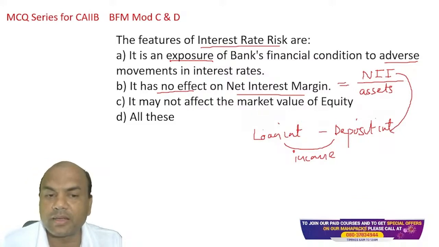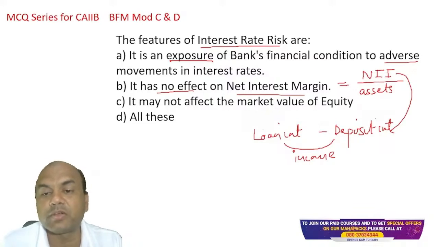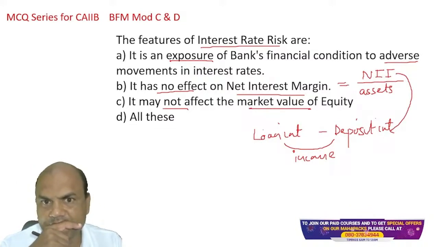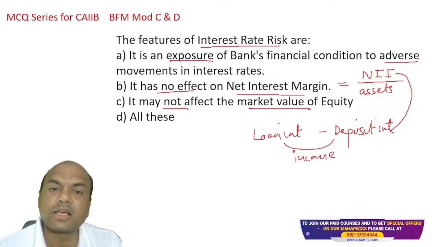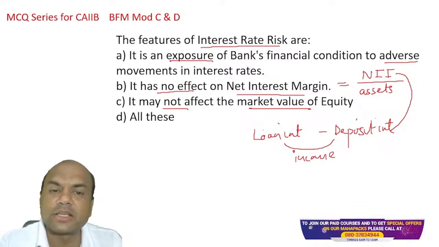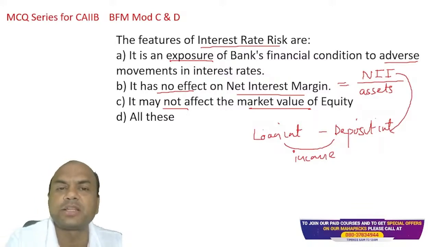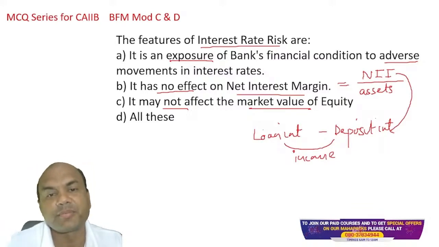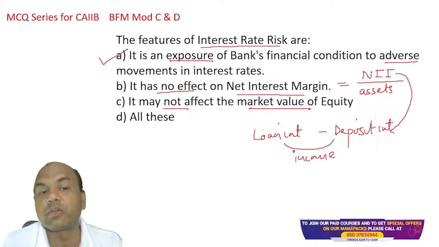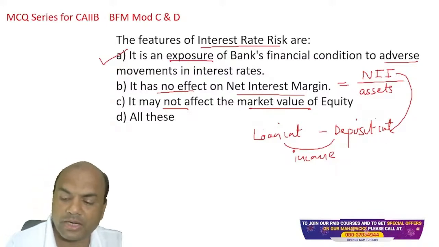So no effect on the NIM. It may not affect the market value of the equity, and all of these. What is the answer? All of these? Because all the answers earlier were all of these, that's why this also is all of these. Don't follow this concept in your CAIIB. CAIIB is not all of these, none of these. It's not compulsory that these answers will be there. The correct answer over here is A. It is an exposure to bank's financial condition to adverse movement in the interest rate. It has an effect on NIM. It may affect the market value of the equity. Okay, that is the correct one.